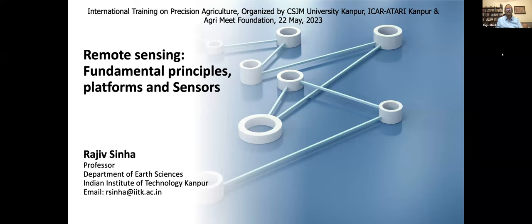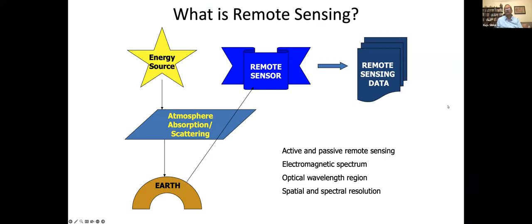So let me start by trying to explain what we are talking about in terms of the data sets. Where is the data coming from? Fundamentally, almost all remote sensing data depend on an energy source, which is basically the Sun, because most of the time we are dealing with optical data sets. So the Sun is the universal source for most of the remote sensing data acquired by satellites.